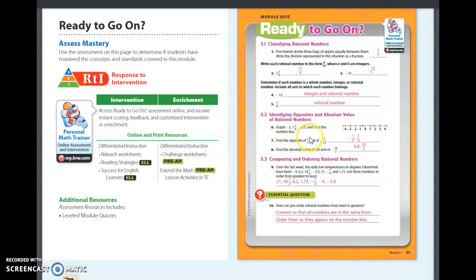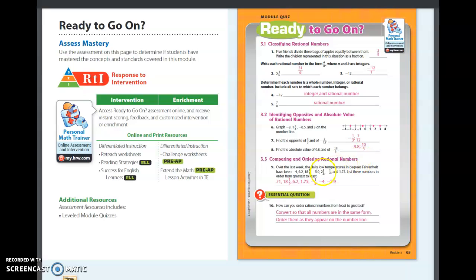Find the opposite of 1/3, it's negative 1/3. Find the opposite of negative 7/12, positive 7/12. Find the absolute value of 9.8, it's 9.8 spaces away from 0. Find the absolute value of negative 10/3, it's 10/3 spots away from 0.